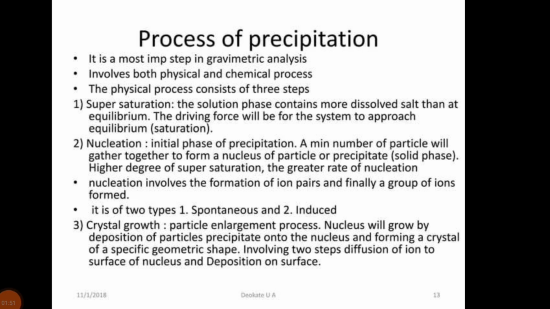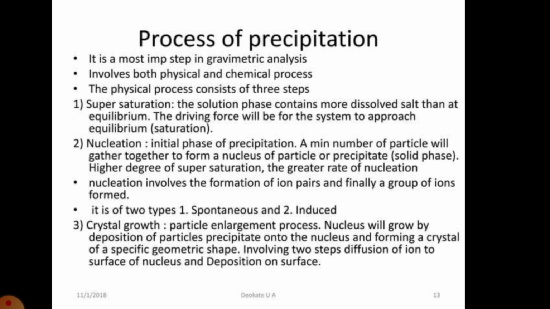Process of precipitation. It is the most important step in gravimetric analysis. It involves both physical and chemical processes. The physical processes consist of three steps. First is supersaturation. The solution phase contains more dissolved salt than at equilibrium, and the driving force will be for the system to approach equilibrium.